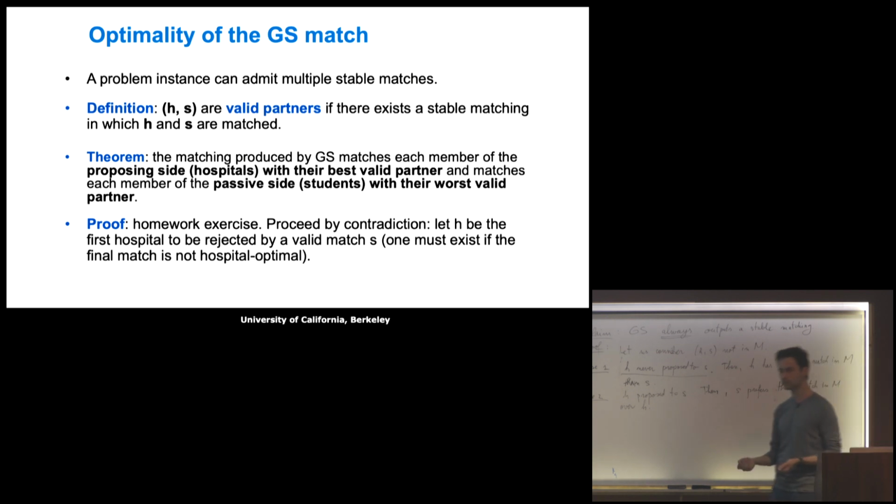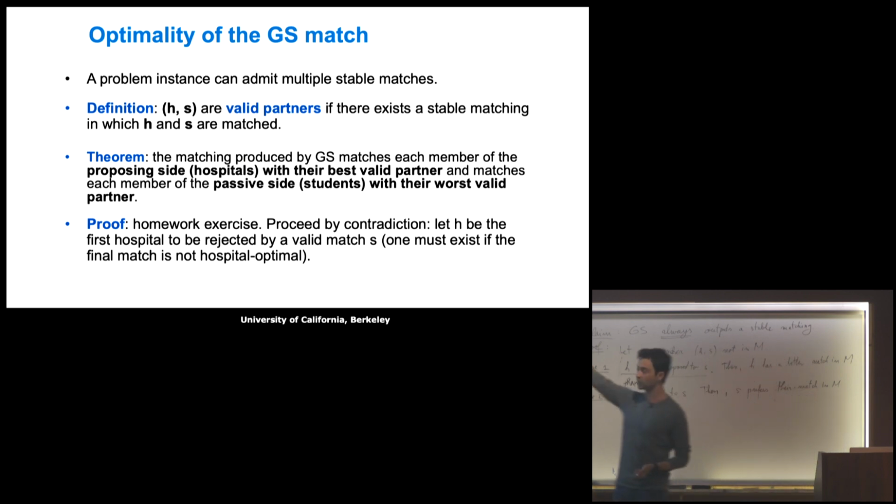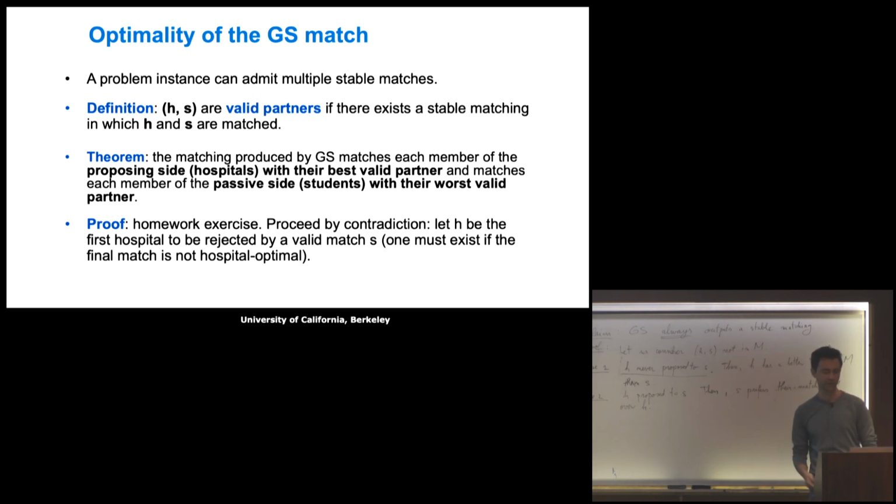Then, in that situation, this result does not hold, and moreover, it turns out that the proposing side, the hospitals, will have the worst deal in the worst case. So there will be problem instances when the hospitals will get the worst possible deal when they're uncertain. Whereas here, when they're certain about their preferences, they'll always get the best possible deal.